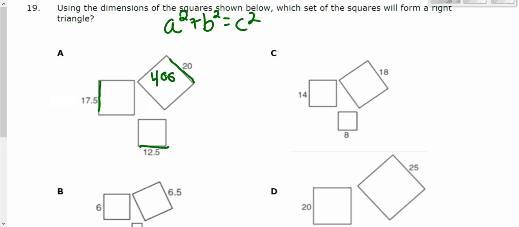So I know this is 400, 20 times 20, or 20 squared. I'm going to have to do 12.5 squared in my calculator, which is 156.25. And 17.5 squared is 306.25. And if I added these together, that would be too big. 306 plus 156 is more than 400, so A is not my answer.